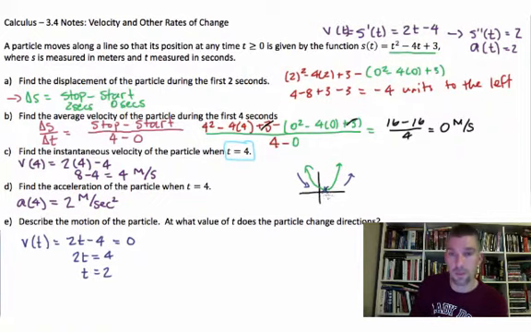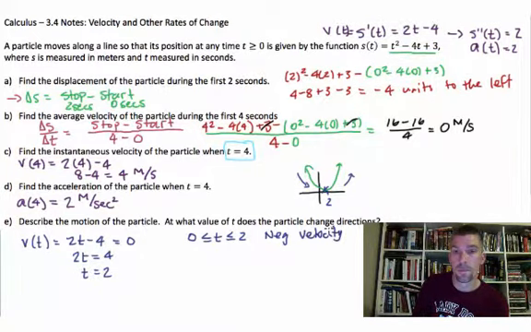So when t is 2, my velocity changed from negative to positive. So if I go from 0 less than or equal to t less than or equal to 2, I have a negative velocity. Okay? When I go from 2 less than t, we'll just say t greater than 2, at this point in time, my velocities are all going to be positive.